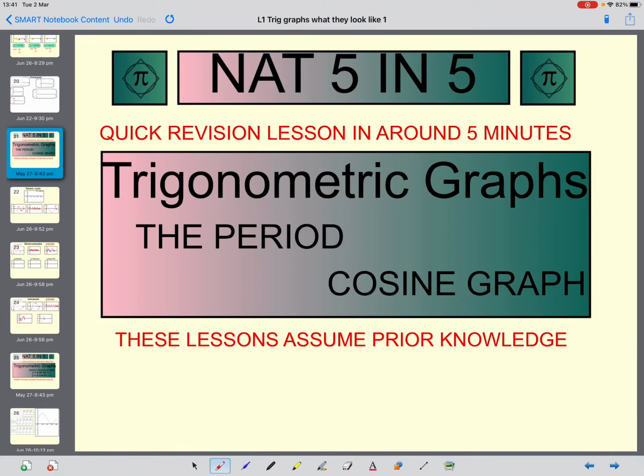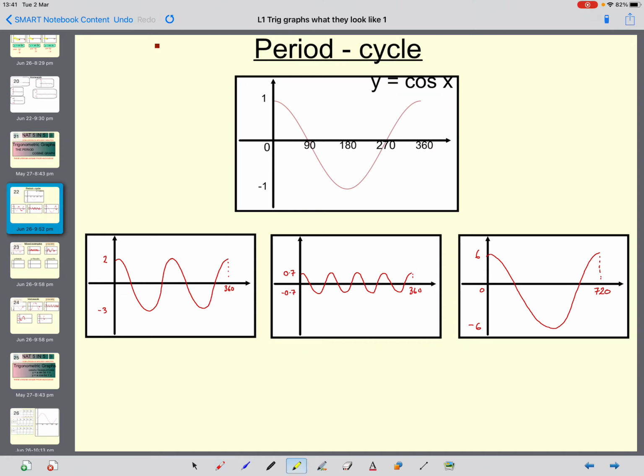We're going to look at trigonometric graphs again. Again, we're going to look at the period, but we're going to look at the cosine graph. You know what the cos graph looks like. That's the cos graph there. Again, it goes up to 1, down to -1, and it's got a period of 360. So it's going to be very, very similar to the lesson that you've just watched on the sine graph.